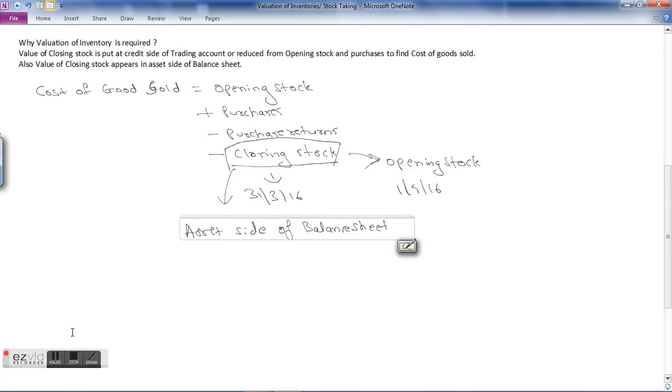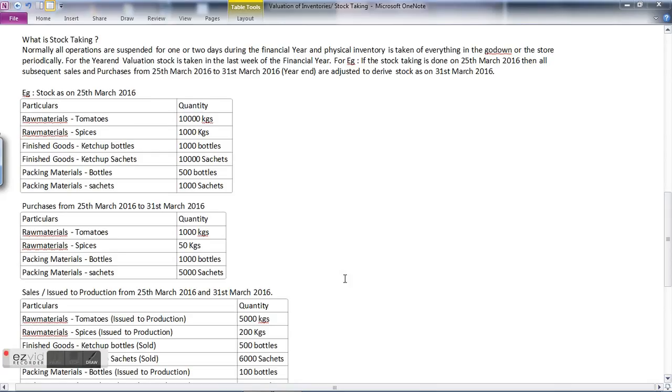Now let's understand what is stock taking. Okay, normally all the operations are suspended for 1 or 2 days during the financial year, and then physical inventory is taken for everything in the godown and store periodically. So at the end of the financial year, or at the end of the quarter or at the end of every month, for 1 or 2 days all the operations are suspended, and then each and every inventory is physically counted. Okay, now this will be used for valuing stock at the end of the year.